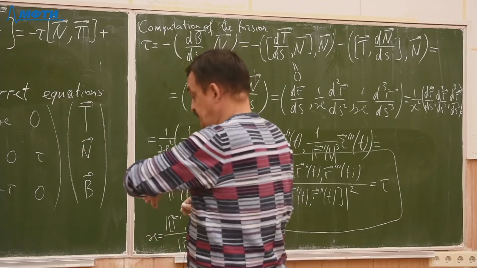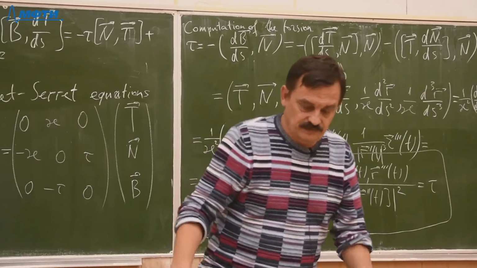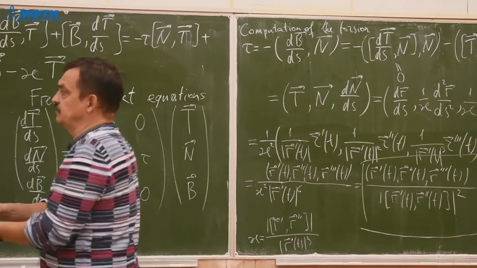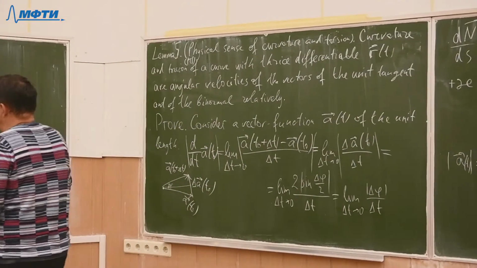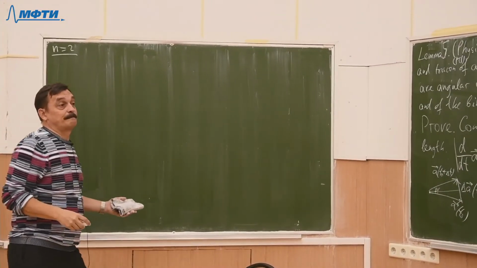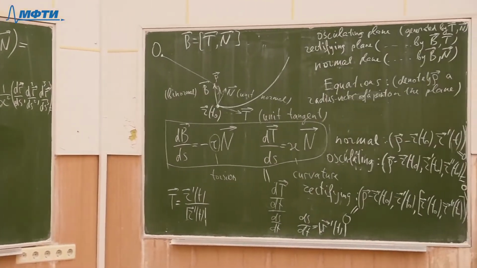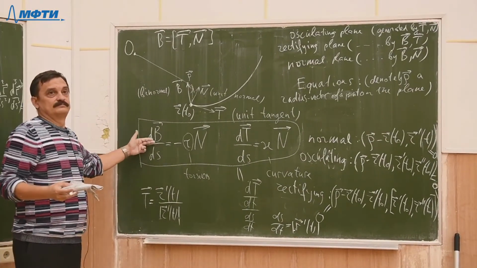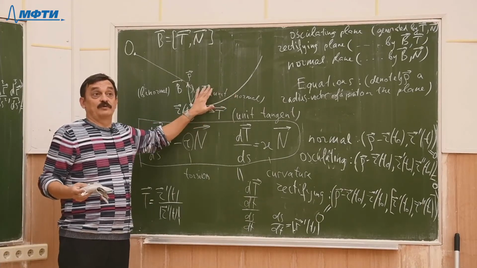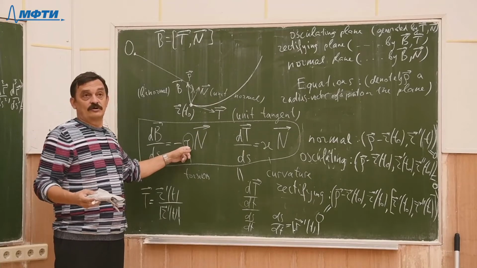Now we consider plane curves. From now on, plane curves will be considered. Let n equal 2. If n equals 2, then for sure, what happens? The binormal doesn't change, right? The movement is in one plane. We have a plane curve. So it means torsion is 0.